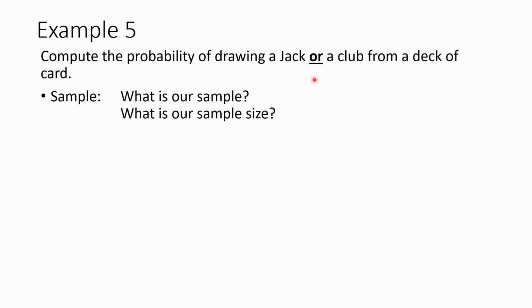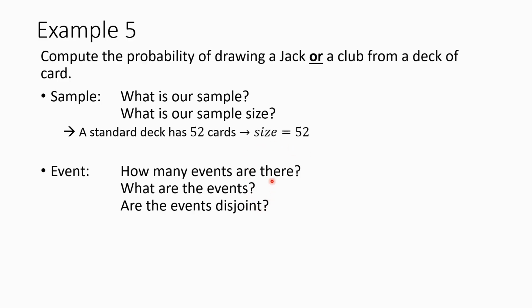So what is our sample and what is our sample size? Well, our sample is that standard deck of cards, meaning our sample size is 52 because the standard deck has 52 cards. Now let's move into step 2, determine the number of favorable outcomes. So we need to think about how many events there are, what the events are, and whether the events are disjoint, right? So we have 2 events happening here, drawing a jack and drawing a club.